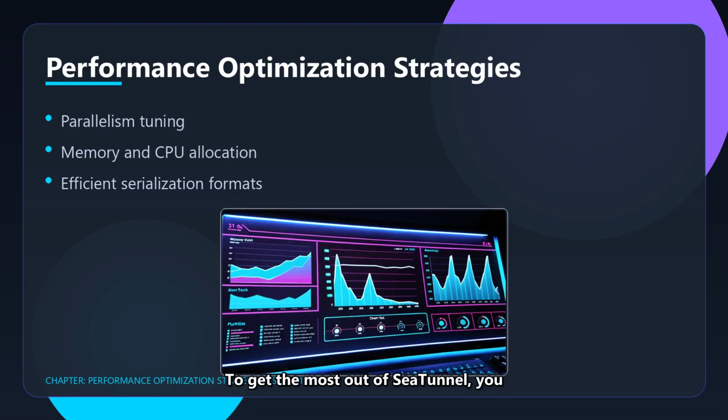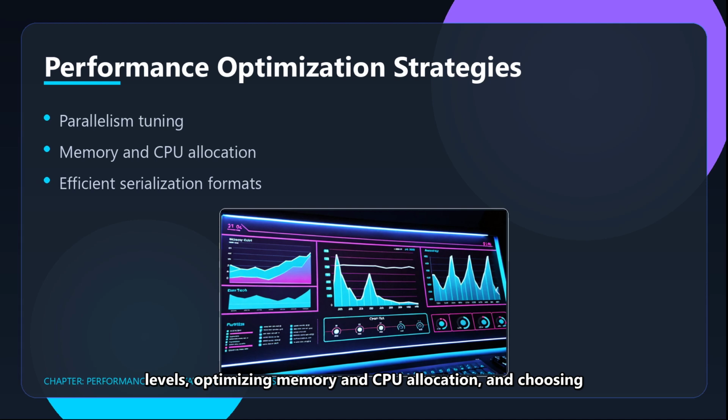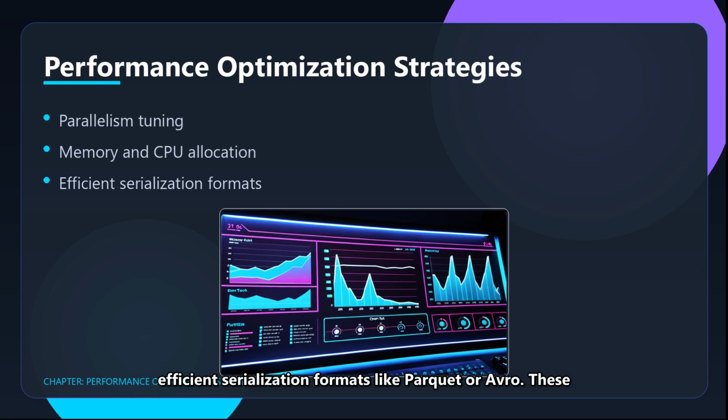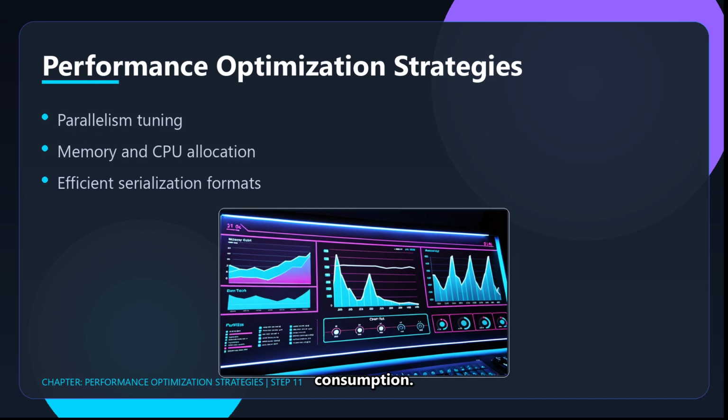To get the most out of SeaTunnel, you need to tune performance. This includes adjusting parallelism levels, optimizing memory and CPU allocation, and choosing efficient serialization formats like Parquet or Avro. These tweaks can significantly reduce job runtime and resource consumption.